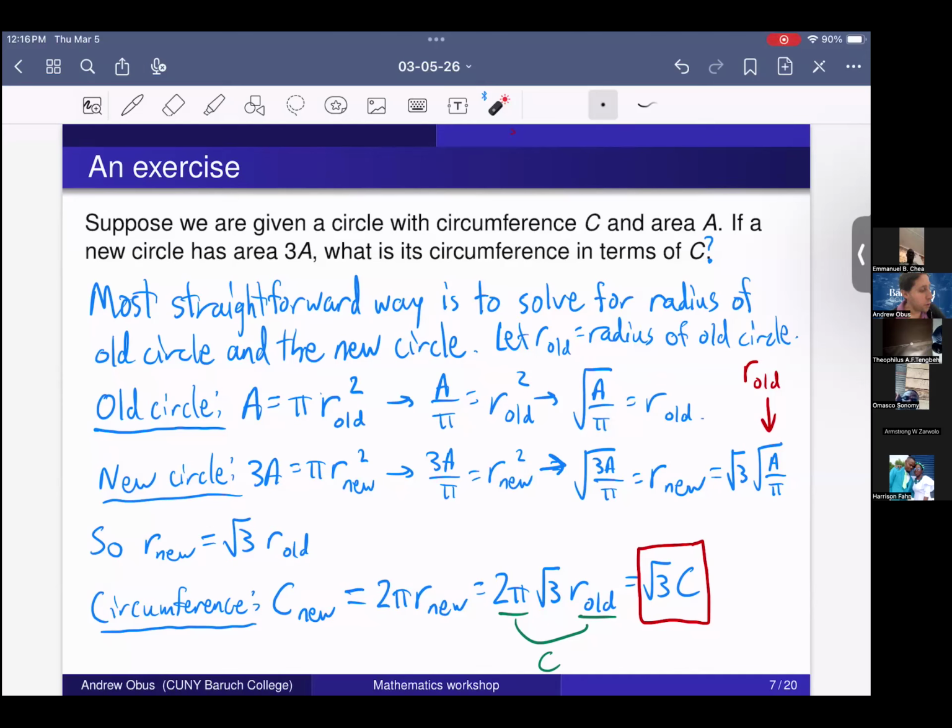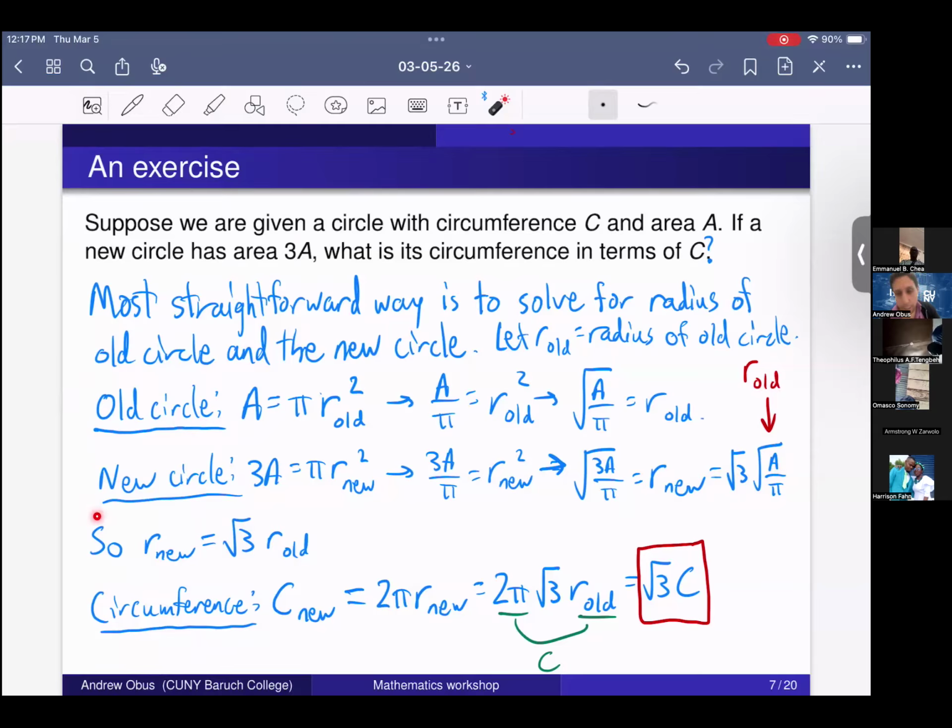Similarly, we work for the new circle. The new circle has area 3A. That's given. So that's going to be pi times the new radius squared. Again, we divide both sides by pi and take the square root of both sides. So we have that the square root of 3A over pi is the new radius, and we can always factor out a square root of 3. So that's the same thing as square root of 3 times square root of A over pi. So the old radius is square root of A over pi. The new radius is square root of 3 times square root of A over pi. So the new radius is square root of 3 times the old radius.